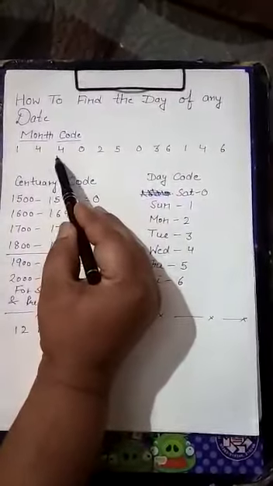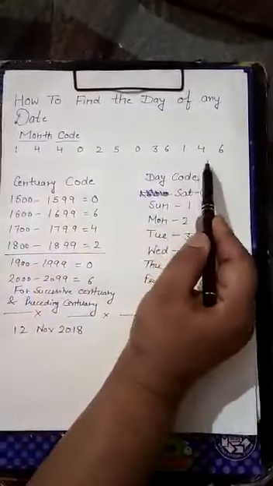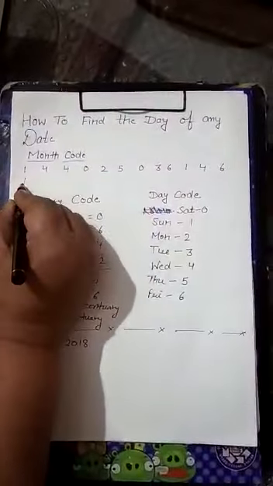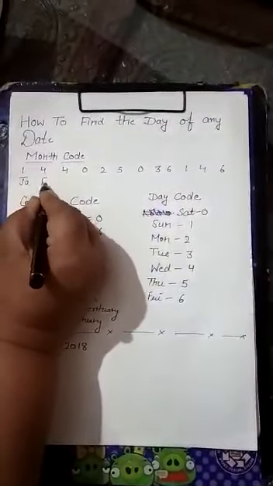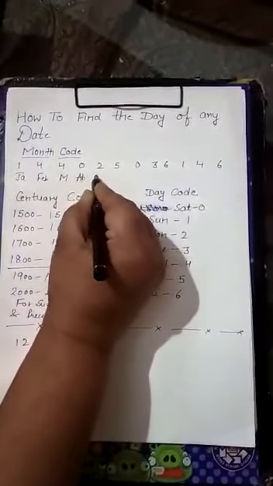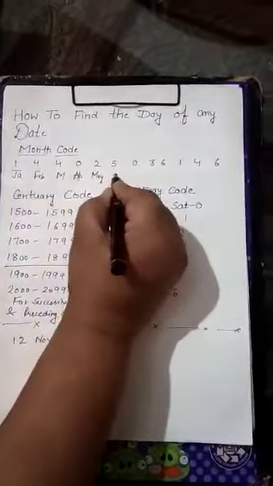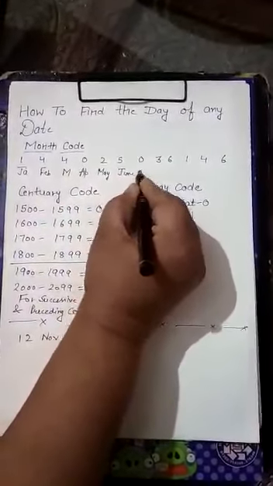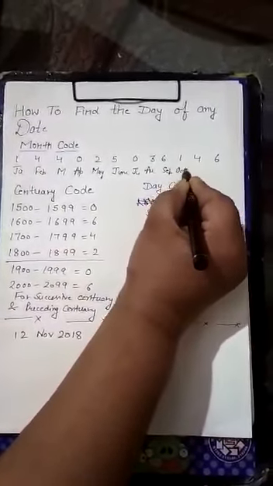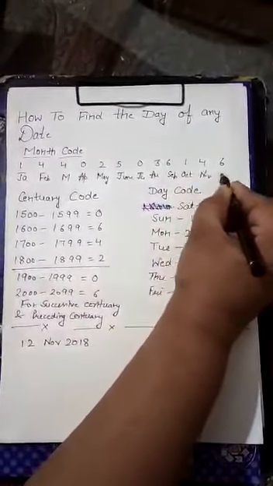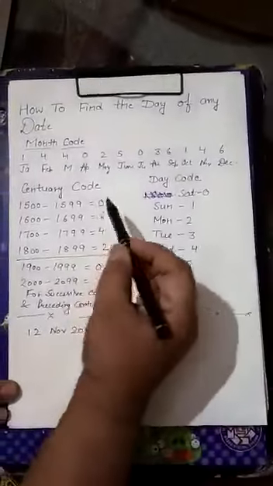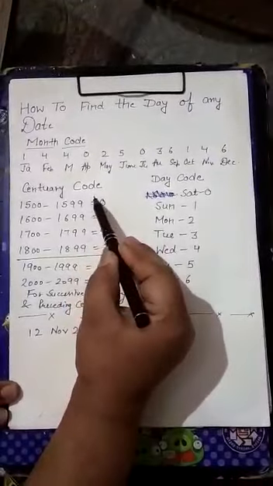And when we add 2 to 144, we will get 146. So this is the way to remember these month codes. That is, 1 for January, 4 for February, 4 for March, 0 for April, 2 for May, 5 for June, and so on through July, August, September, October, November, and December. Got it? After that, you have to remember the century code.